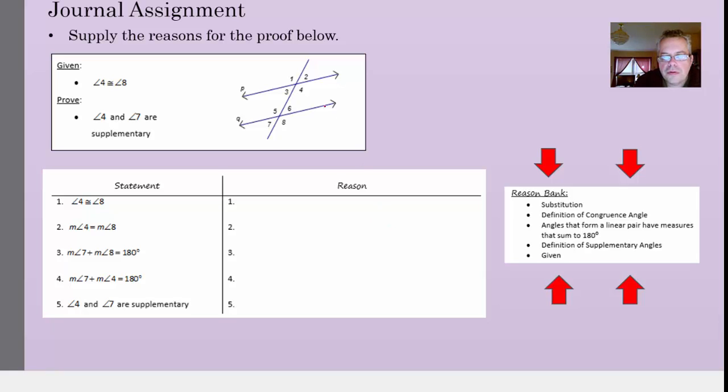so again, those are two corresponding angles. This time we have the lower right pair. So given 4 and 8 are congruent, we're going to show that 4 and 7 are supplementary. Okay, so here are the statements of the proof, starting with the given and ending with what we're supposed to prove. You got to put the reasons in the right place. Good luck with that. Ask me if you have questions in class.